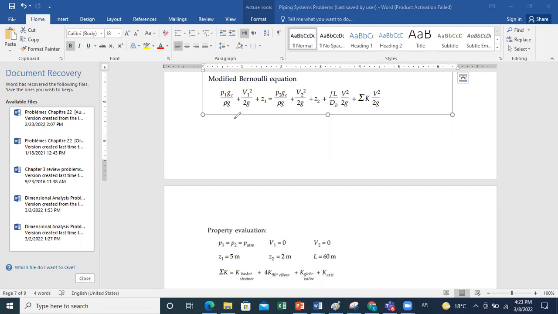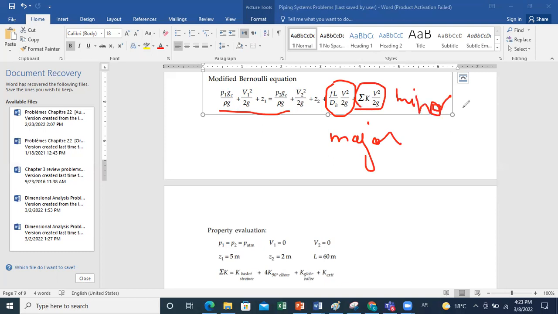So now the first term is P1 over rho G plus V1 square over 2G plus Z1 equals P2 over rho G plus V2 square over 2G plus Z2 plus major losses, which is FL over DH times V square over 2G, and the summation of minor losses, which is sum of K V square over 2G.